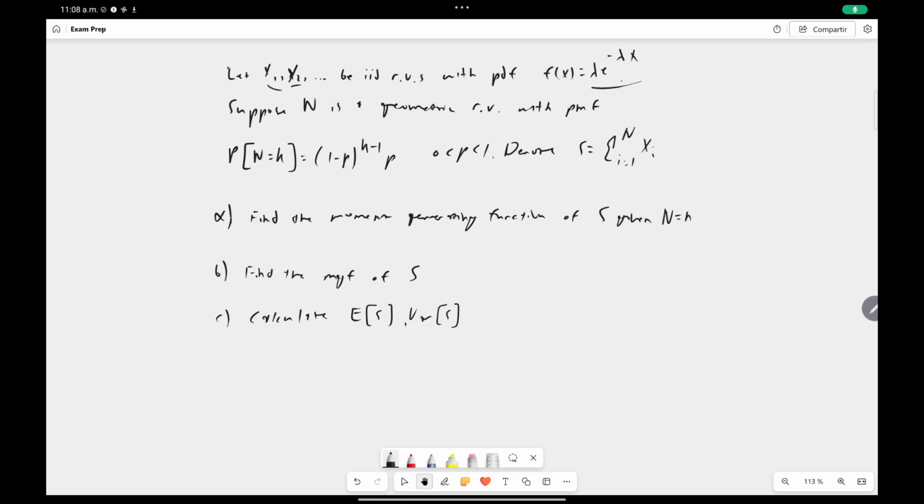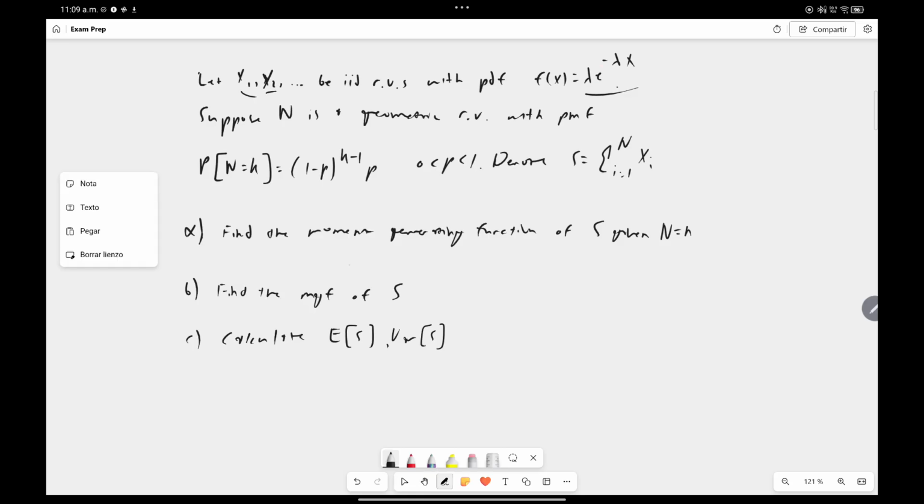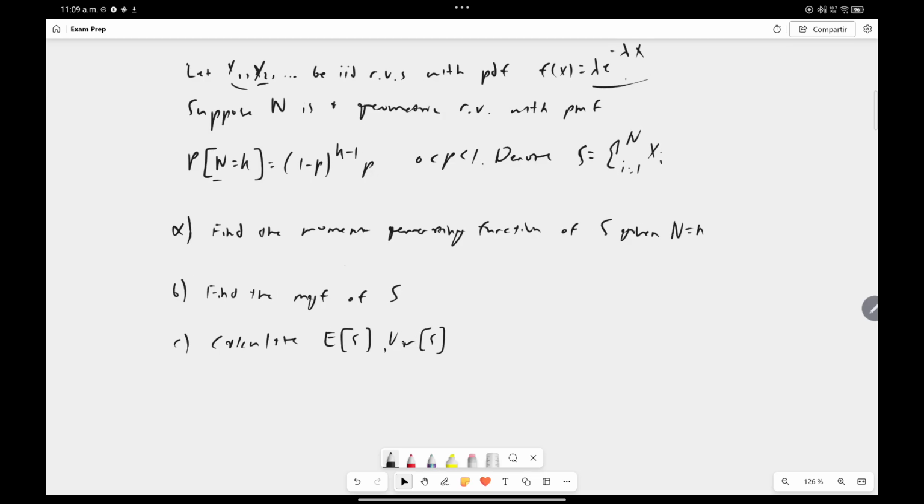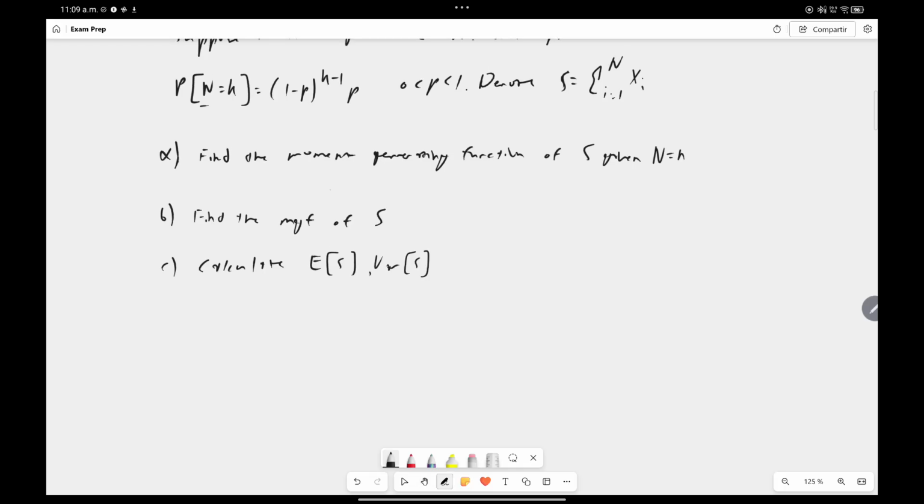Okay, so the question we have today is: let X1, X2, ... be IID random variables with an exponential distribution, which has a PDF of lambda e to the power of negative lambda x. Now we suppose that N is a geometric random variable with this probability mass function, where p is between 0 and 1, and denote S to be the summation from i equals 1 to this big N of all of these different random variables. So find the moment generating function of S given N equals n.